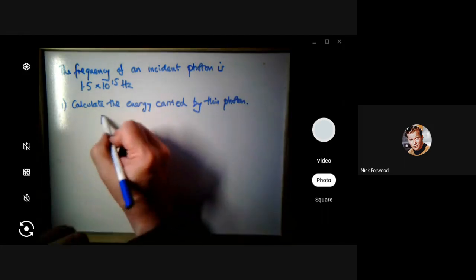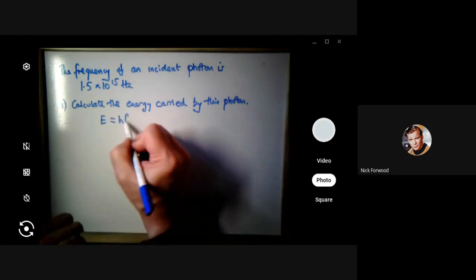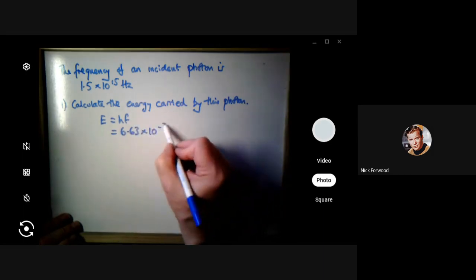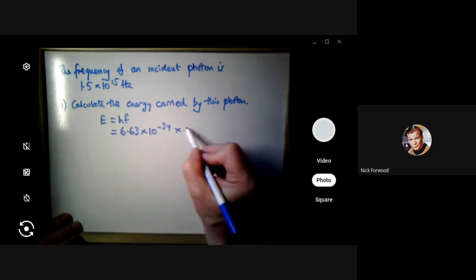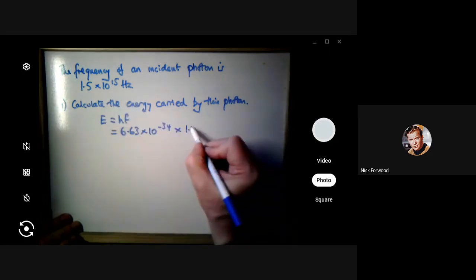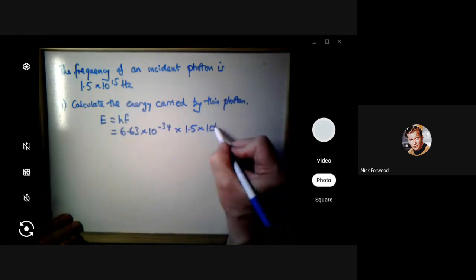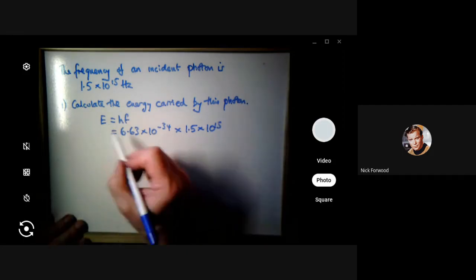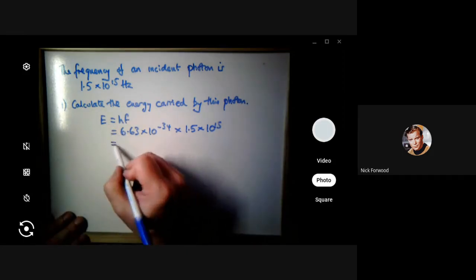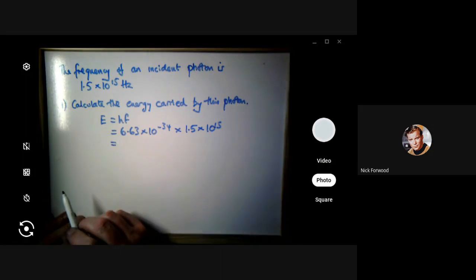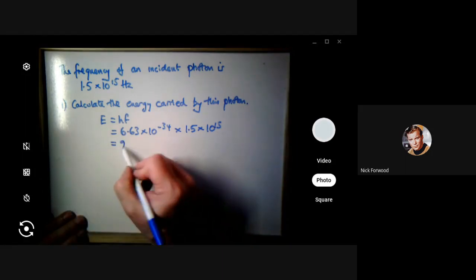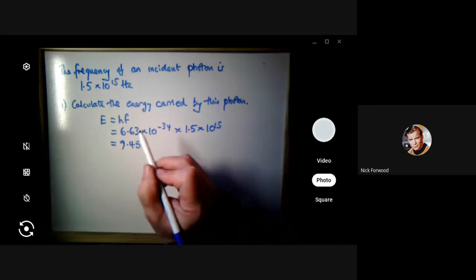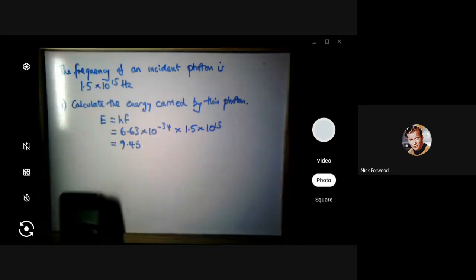We know the formula, E equals hf, which is 6.63 times 10 to the negative 34 multiplied by our frequency, 1.5 times 10 to the power of 15 hertz. And we multiply those two together, and I think we get 9.45. You're going to have to check that. Might be rounded up actually to 9.5.